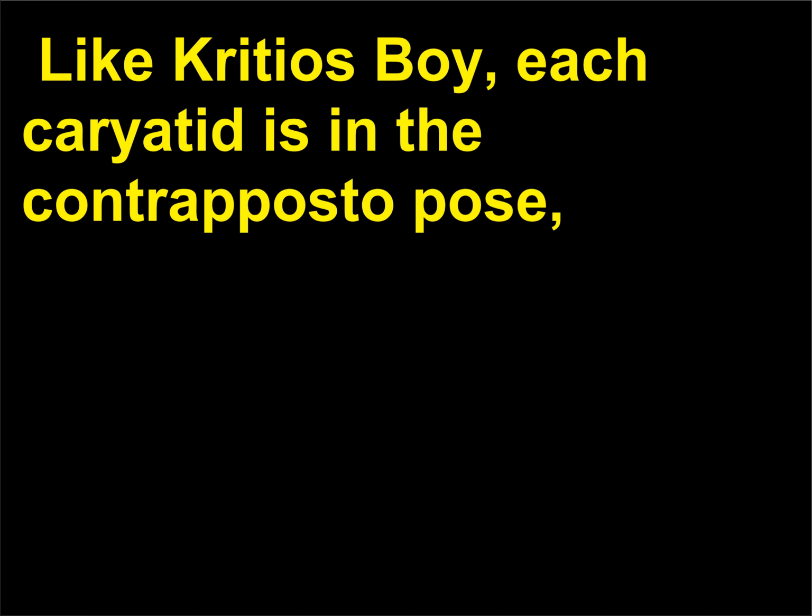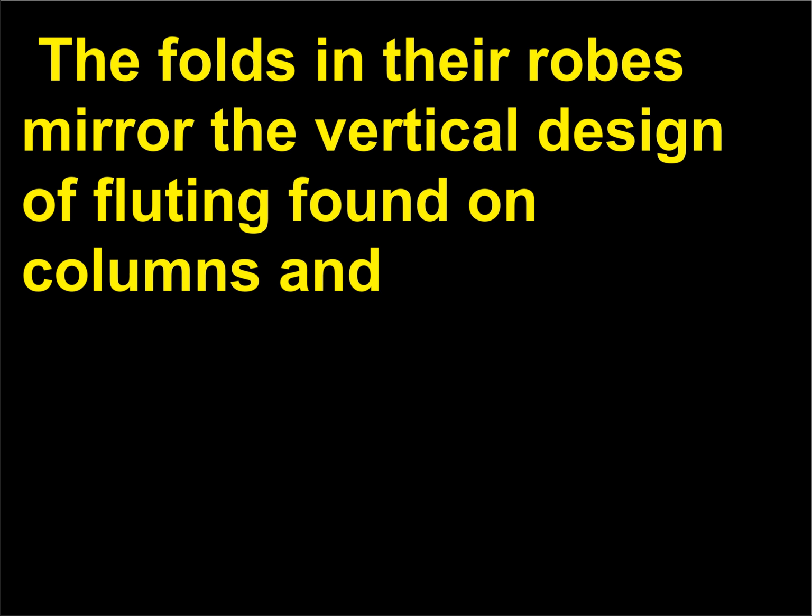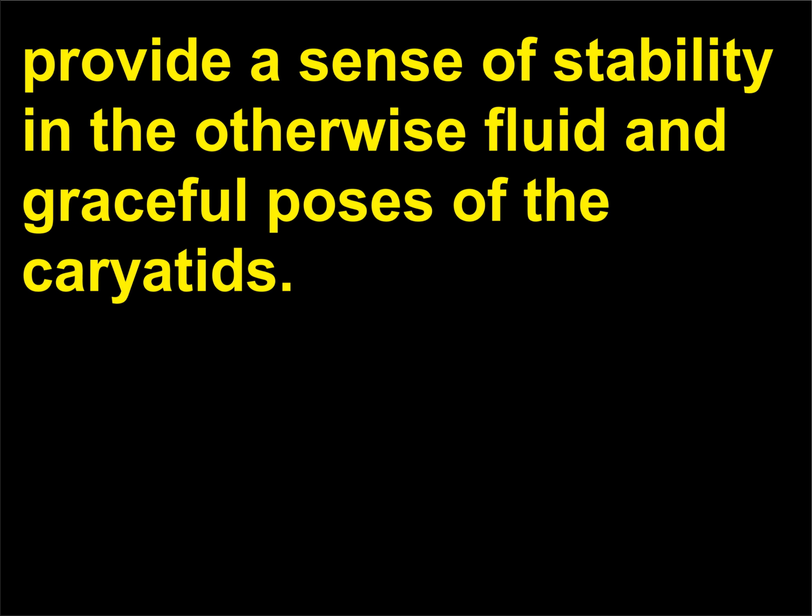Like Kritios Boy, each caryatid is in the contrapposto pose, with one leg bearing the weight of the Erechtheion's Ionic entablature, and the other leg free and slightly bent. The folds in their robes mirror the vertical design of fluting found on columns and provide a sense of stability in the otherwise fluid and graceful poses of the caryatids.